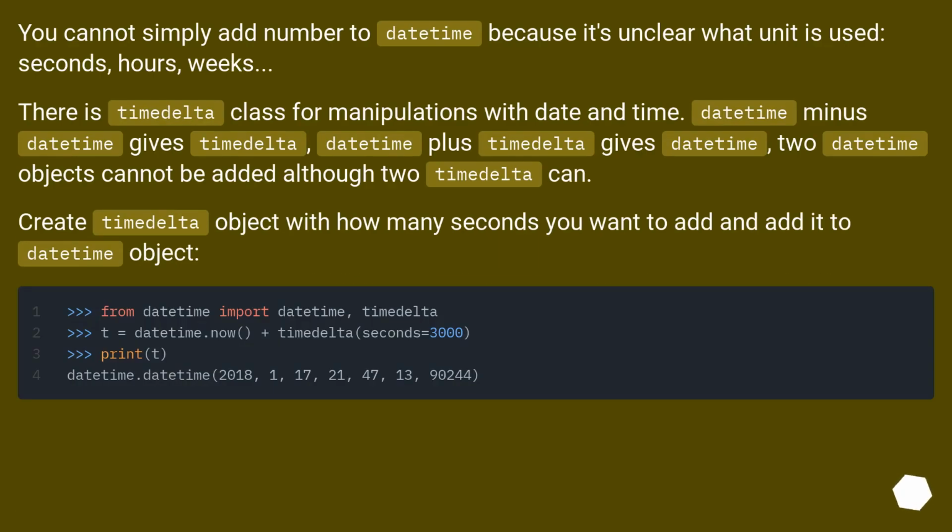You cannot simply add a number to a datetime because it's unclear what unit is used: seconds, hours, weeks. There is a timedelta class for manipulations with date and time. Datetime minus datetime gives timedelta. Datetime plus timedelta gives datetime. Two datetime objects cannot be added, although two timedeltas can. Create a timedelta object with how many seconds you want to add and add it to the datetime object.